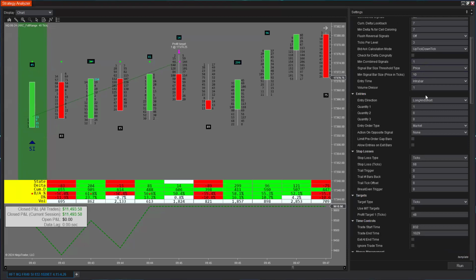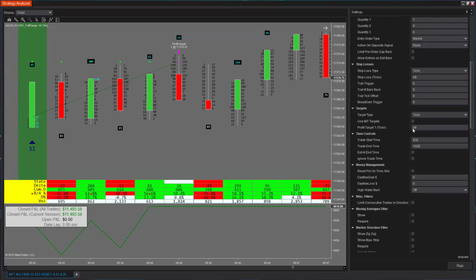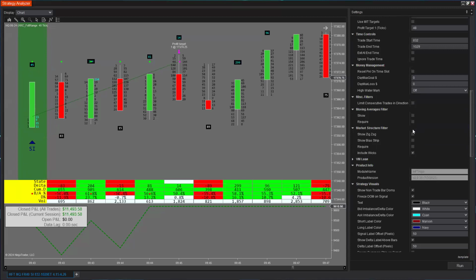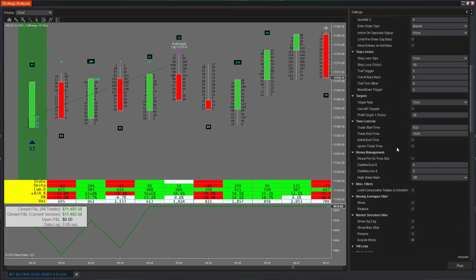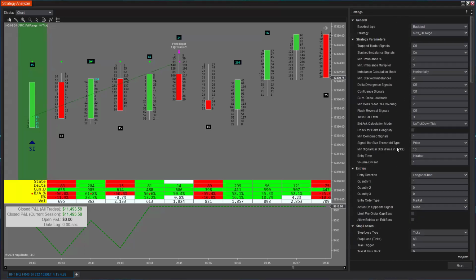So, entries, stop losses, this is all in the brain training, which is also in the members area, so be sure to refer back to it. Optimal bar size, no, but I could give them to you if you want to tell me which symbols. I can give you those. Flush reversal is off. Yes, this is stacked imbalances on this one, on this setting.